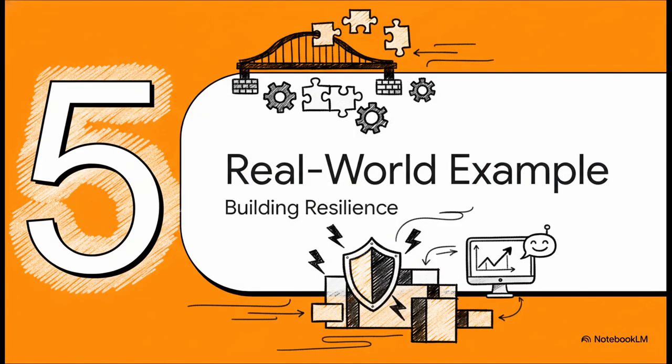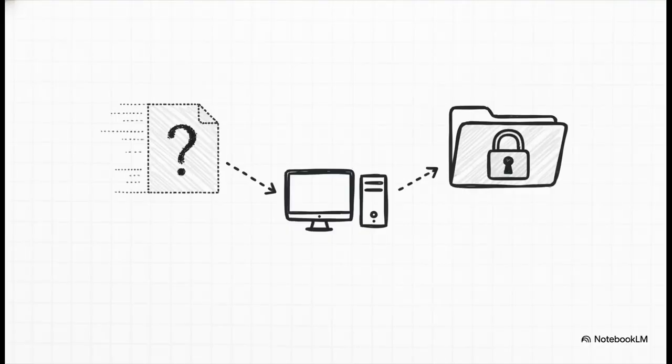Okay, theory is one thing, but let's see how all of this actually comes together in a real-world example to build a program that's truly resilient. So let's imagine our program needs to open and read a file that a user gives us. I mean, what could go wrong? A lot, actually. Maybe the file doesn't even exist. Or maybe it does, but we don't have permission to read it. Let's build a safety net to handle both of those cases.